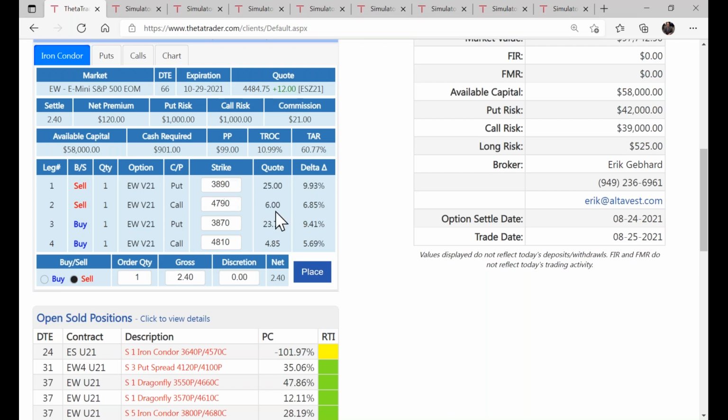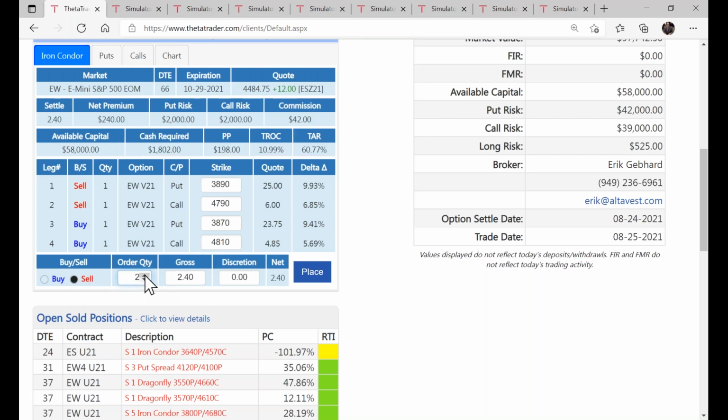Same with the call that you're selling, 6.85% delta. So you're looking at a 93% plus probability that the call that you're selling is going to expire out of the money. So these are the higher probability outcomes that we like. We're essentially okay with not hitting the grand slam. Let's just put it that way, because we know this has a very, very high probability of expiring out of the money. And you notice it defaults to a sell because we're selling the Condor, you're collecting the premium.